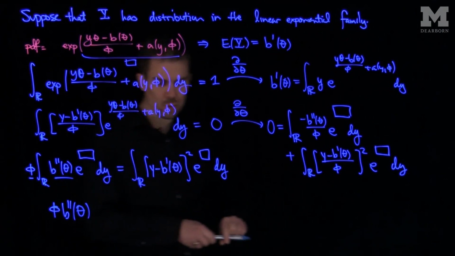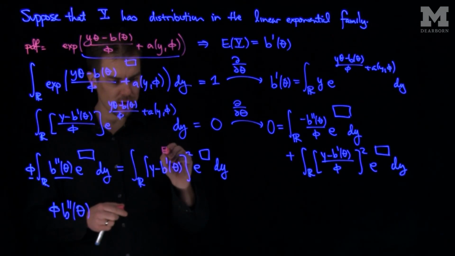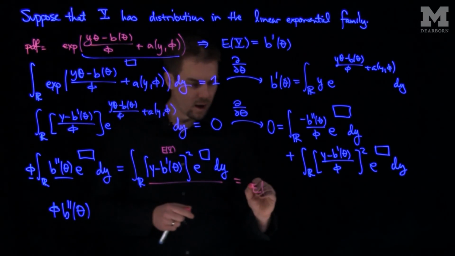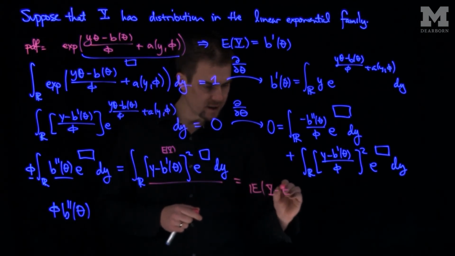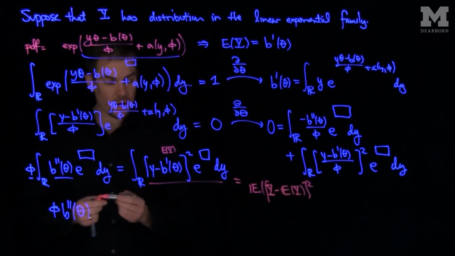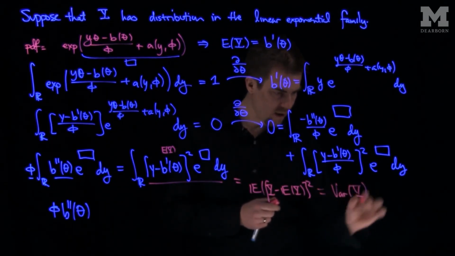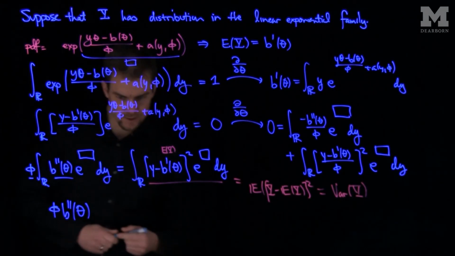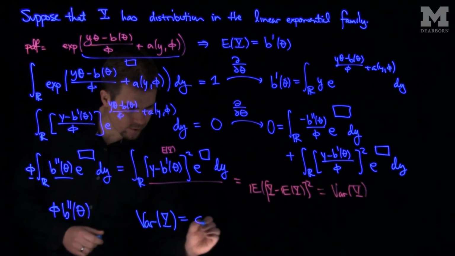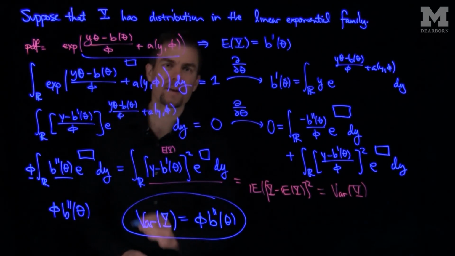And now we recall that b prime of theta is the expected value of y. So this is the expected value of y. And so what this expression is equal to is the expected value of y minus the expected value of y, quantity squared. And that quantity is exactly equal to the variance of y. And so we can conclude from this that the variance of a random variable y that's in the linear exponential family is equal to the parameter phi times the second derivative of this function b with respect to theta. Thank you very much.